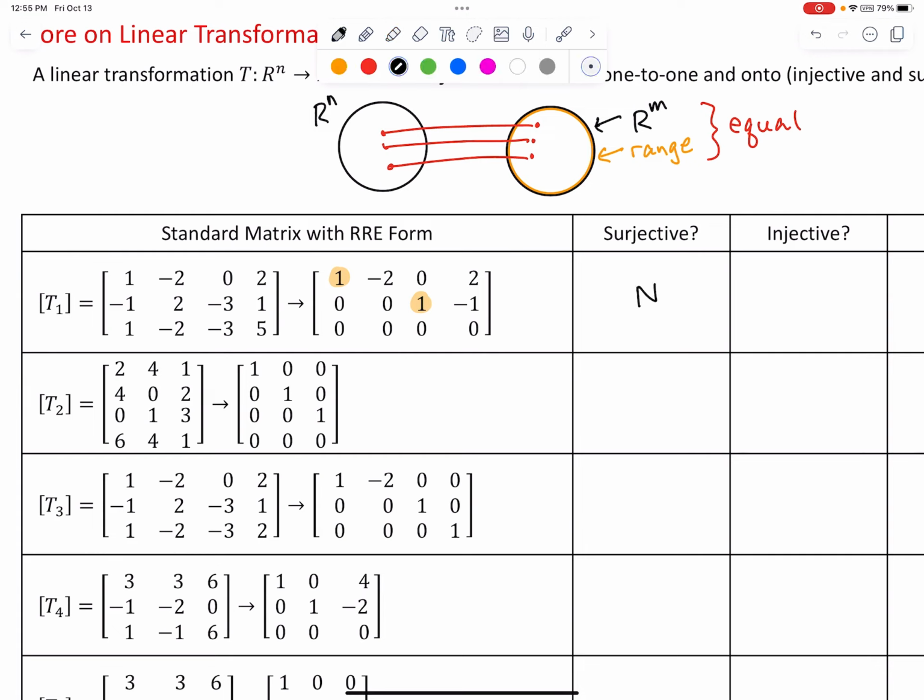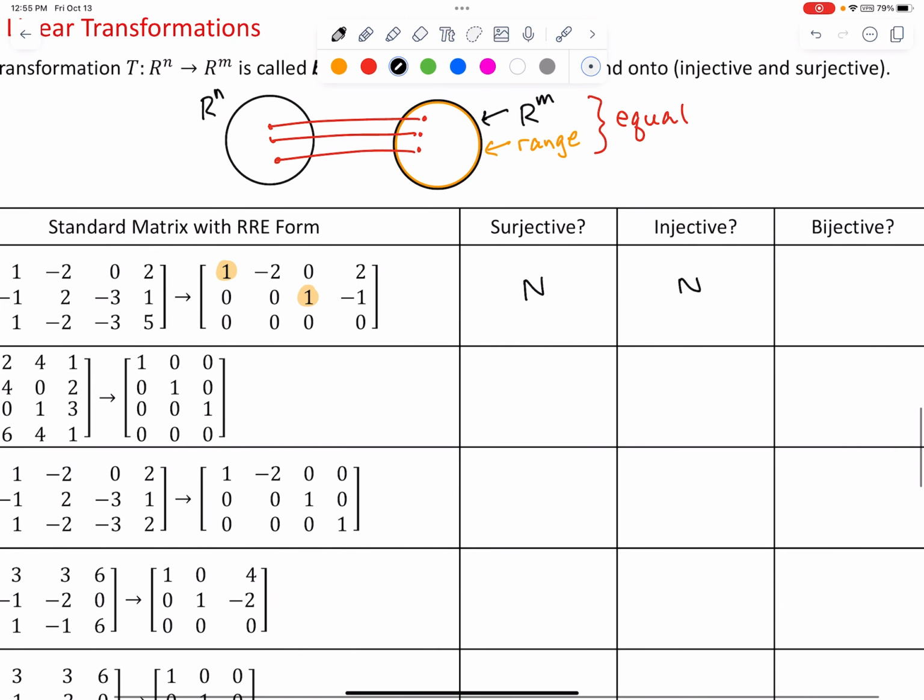Furthermore, looking at the reduced row echelon form, if we were solving a system, notice that there would be 2 free variables. And if there are free variables, then there will be infinitely many answers every time we have a consistent system. Therefore, this is not injective. And if it's not injective or not surjective, then it certainly can't be bijective. The only time we will say bijective is if we have a yes for both surjective and injective.